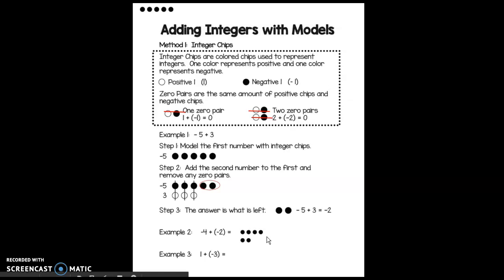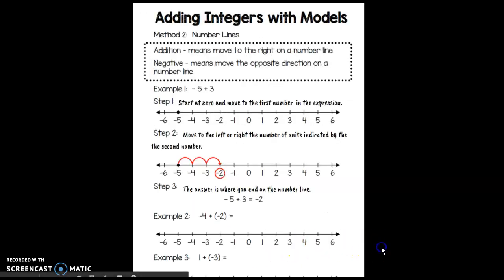So for your assignment, you must tell me what is the correct answer for example 2. Also, make sure you model example 3 and get rid of any zero pairs you see and tell me what is left. Let's move on to our next method.